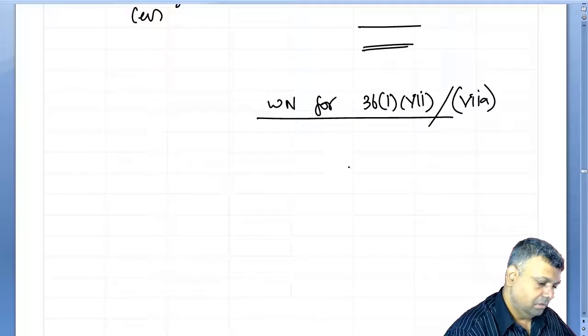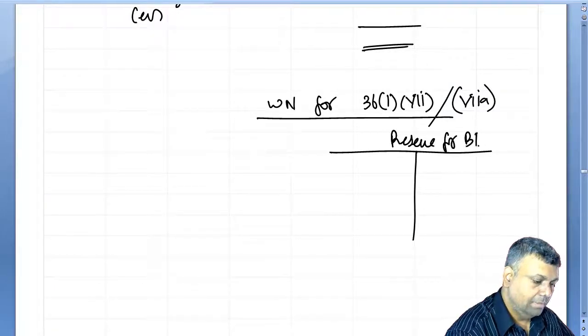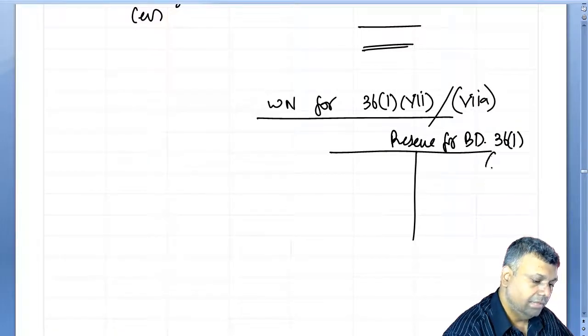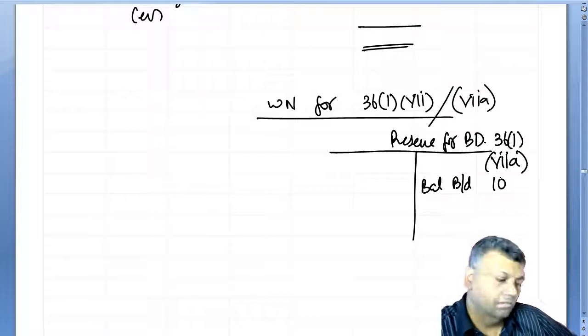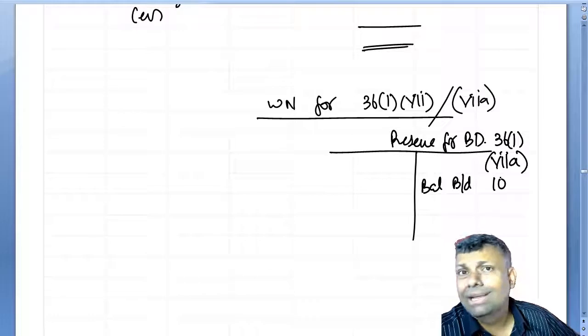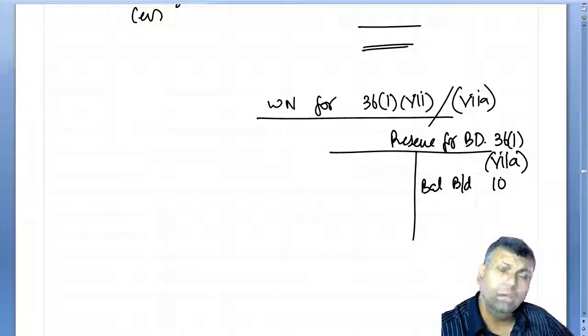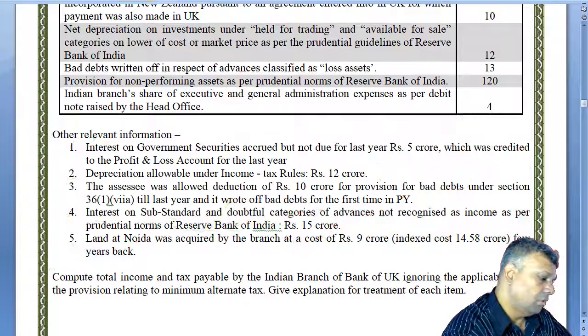Okay. So first of all, ledger. Reserve for bad debts, and this ledger will be given the name 36.1.7a. Opening balance brought down is 10. How can I definitely say that opening balance brought down is 10? It has to be read in the question. I again and again repeat because here students will go wrong like anything.